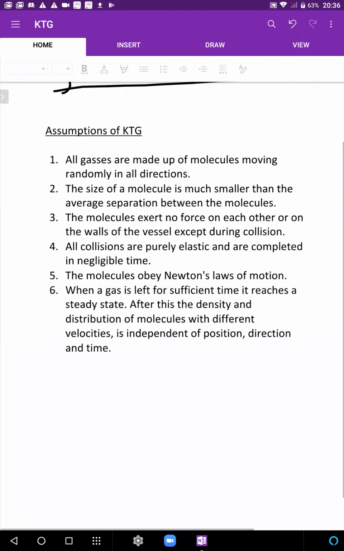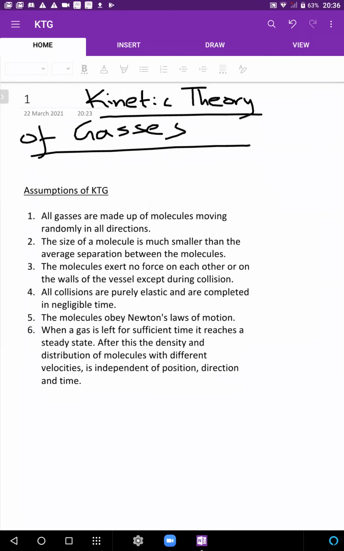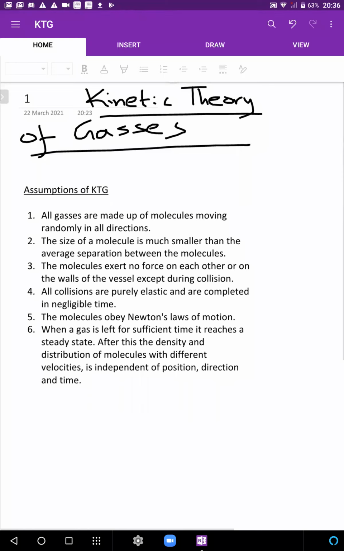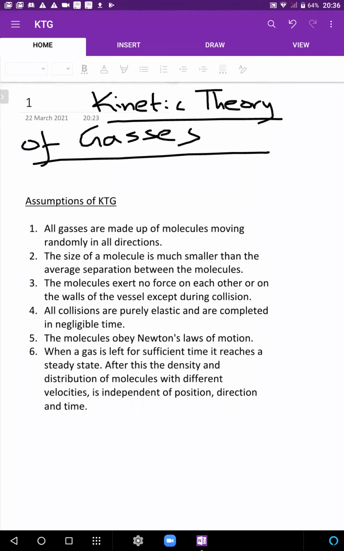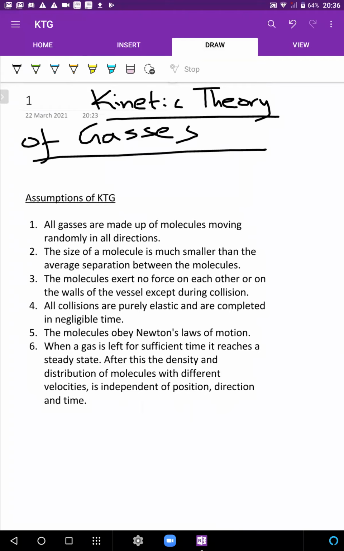So basically it's saying that after some time there will be perfect symmetry. That's what it's saying in very simple words. It's saying that the density and distribution of molecules with different velocities, so velocity along X, velocity along Y, velocity along Z, large velocity, small velocity, their spread is going to be symmetrical, that's going to be uniform across the entire volume.